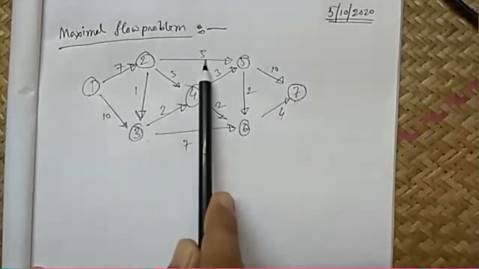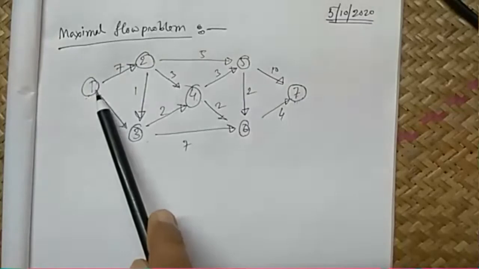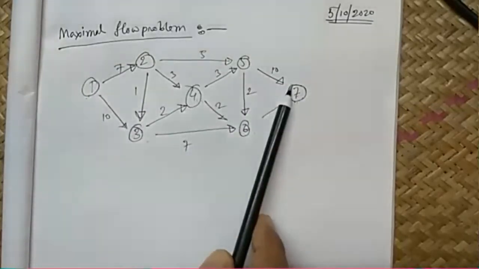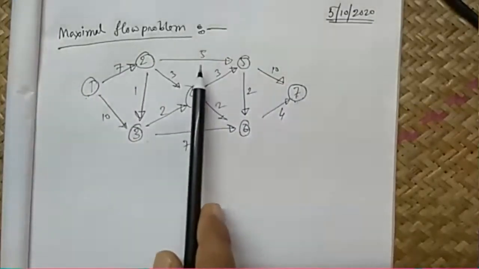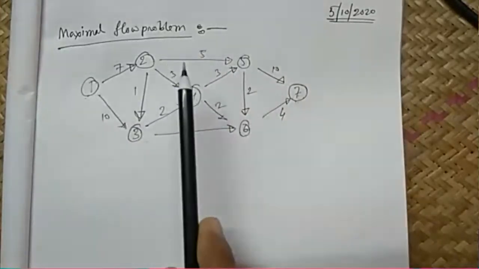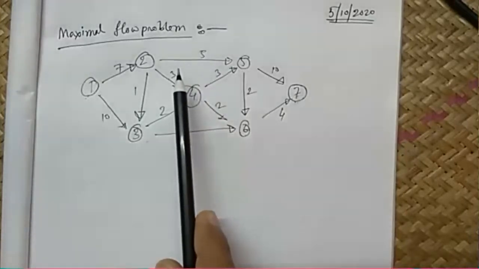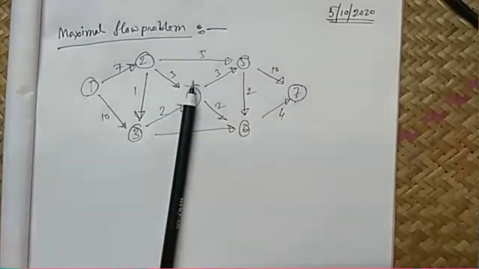Because that is 5, we will send 5 products through this path. We could have sent 1 product or 2 products, 3 products, but we will not do that. We will send the maximum possible flow quantity. Okay, are my words clear? I hope there is no confusion.